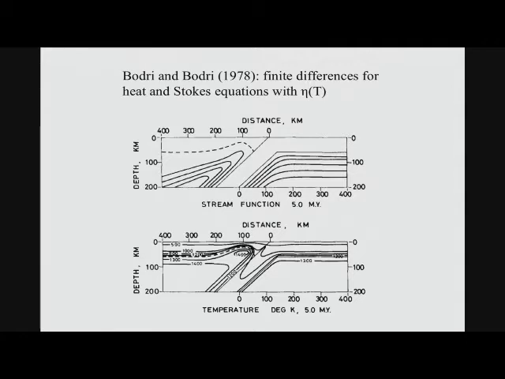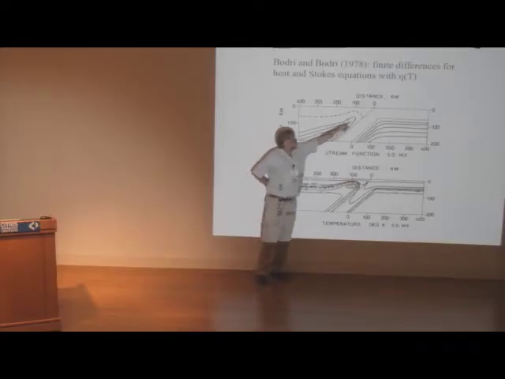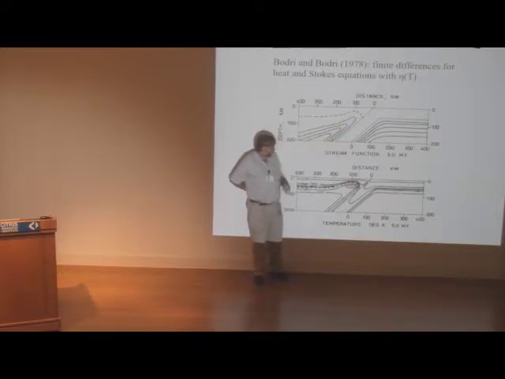Bodri and Bodri improved on the numerical solution by not just solving the heat equation with finite differences, but also the Stokes equations. They had an early approximation of a temperature-dependent rheology in there, which you can actually see by the streamlines. Instead of coming in horizontally, you actually get a cold lithosphere, and streamlines go up, focus in the corner, and go down. One contribution they made was to realize that the earlier models did not actually create an arc.